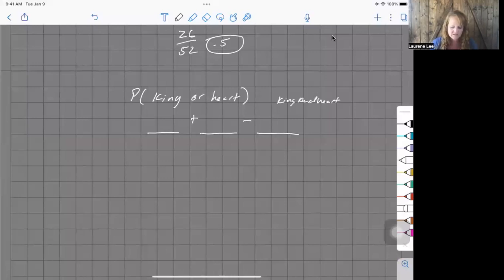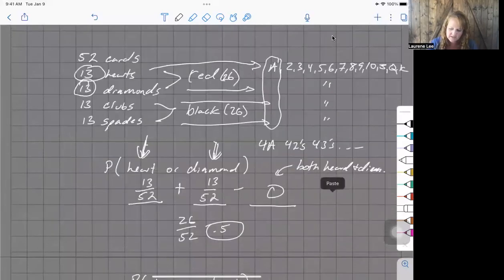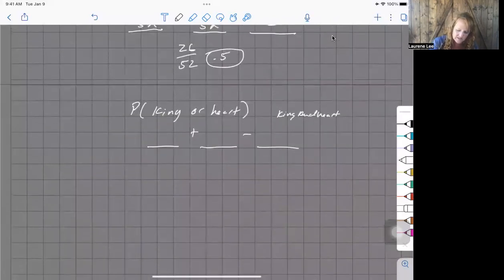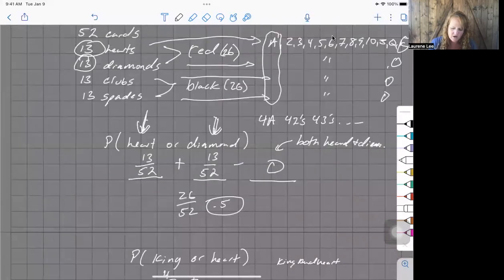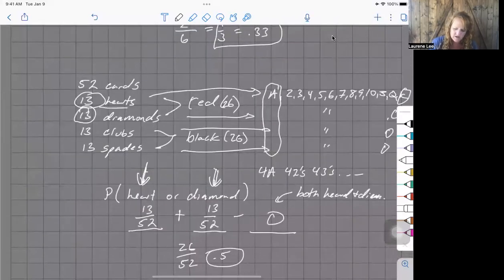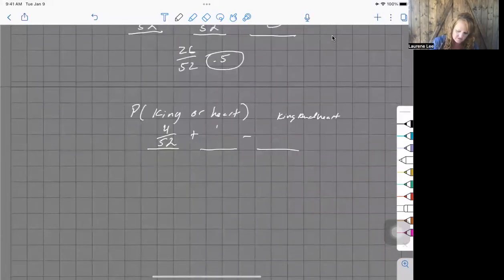So let's start with king first. So here's all my kings. I've got one heart king, one diamond king, one club, and one spade. So I've got 4 total kings, 4 out of 52. Okay, how many hearts do I have? Well, here's all my hearts, ace through king here. I've got 13 of those. So 13 out of 52 hearts.